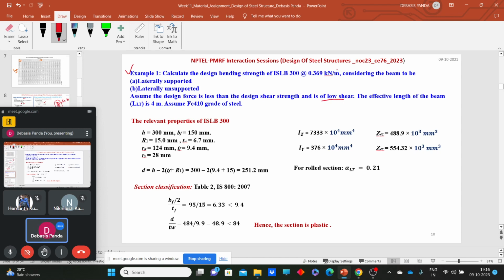Okay, so for the laterally supported case, the condition for low and high shear, the low shear condition is given. Otherwise we need to calculate the shear force, then check whether it is more than 0.6 times VD or less than that value, and design accordingly. The effective length of the beam is given as 4 meters. Assume Fe 410 grade steel, and the beam is simply supported.